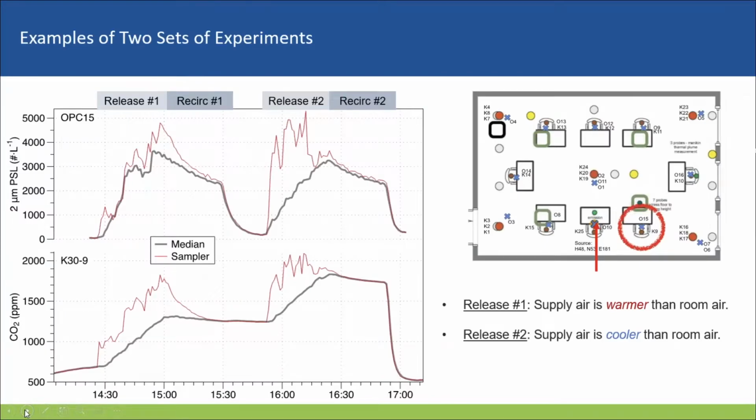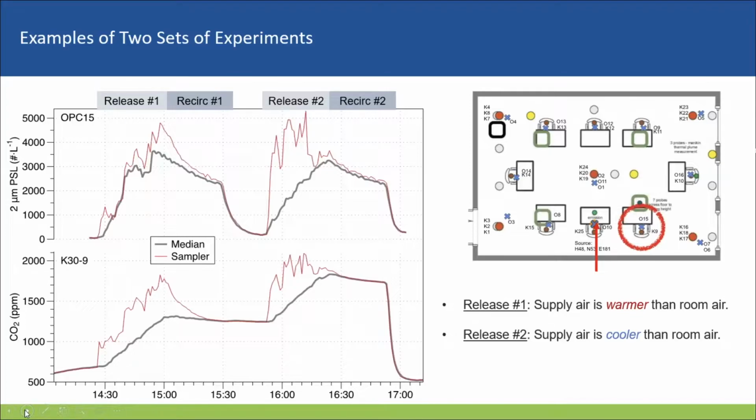Here is an example of 2 sets of experiments. The release was from the mannequin at the bottom middle of the room, and the red line is the concentration measured on the mannequin on the right hand of the release mannequin, and the gray line is the median concentration across the sensors in the room. There are 2 releases in this experiment. In the first release, the supply air is warmer than the room air. In the second release, the supply air is cooler than the room air.